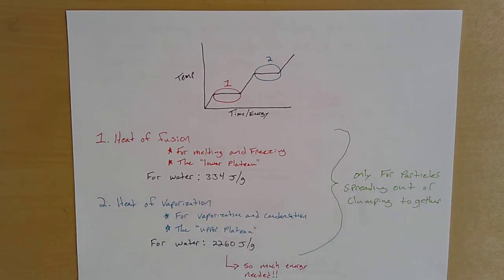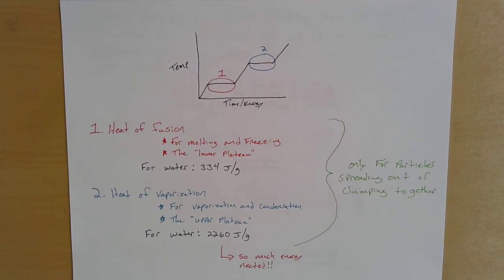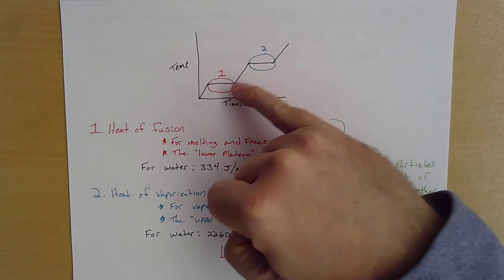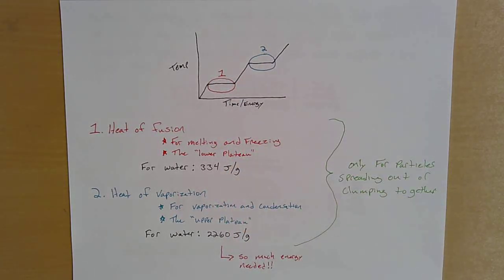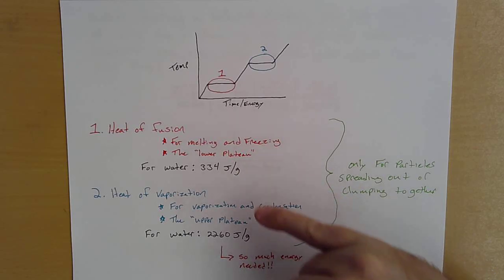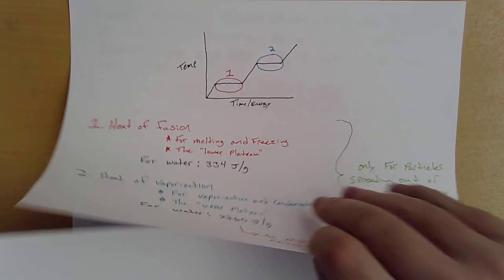And the upper plateau, that's our heat of vaporization. That's where water is going to either vaporize or condense. And it's 2,260 joules per gram. There's so much energy needed for that to happen. So for these two, where there's no temperature change, we need a different system. We need either heat of fusion or we need heat of vaporization. So let's actually check out one of these problems and do it together.